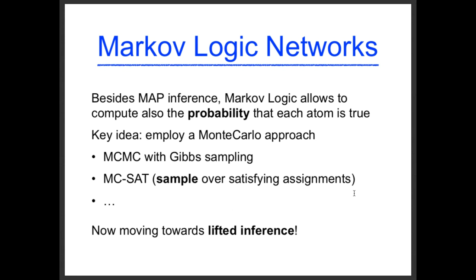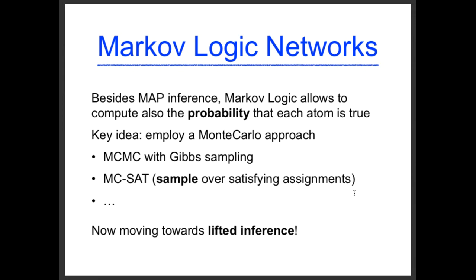Now, besides MAP inference, Markov logic also allows to compute the probability that each atom is true. I will briefly say something, but not that much. I will talk about only one of these algorithms. The basic idea is that you have to sample. In Markov logic, this is the way that it's dealt with. So you have different possible algorithms. I will briefly tell you something about MC-SAT, so it's Monte Carlo SAT, basically. You sample over satisfying assignments.